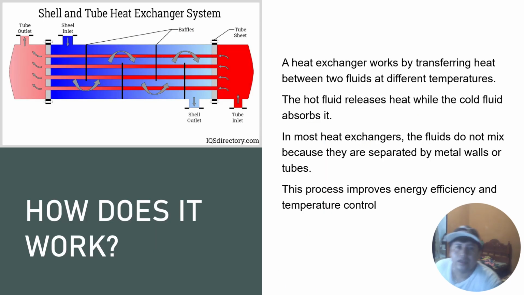How does it work? A heat exchanger works by transferring heat between two fluids at different temperatures. The hot fluid releases heat while the cold fluid absorbs it. The fluids do not mix because they are separated by metal walls or tubes. This process improves energy efficiency and temperature control.